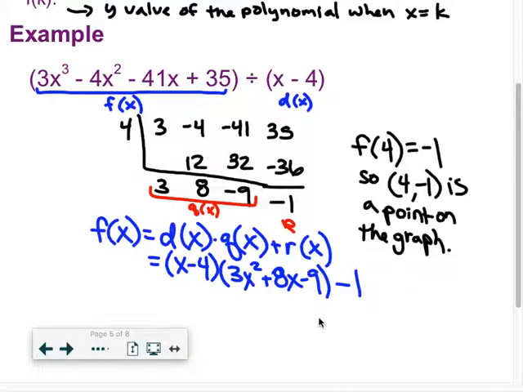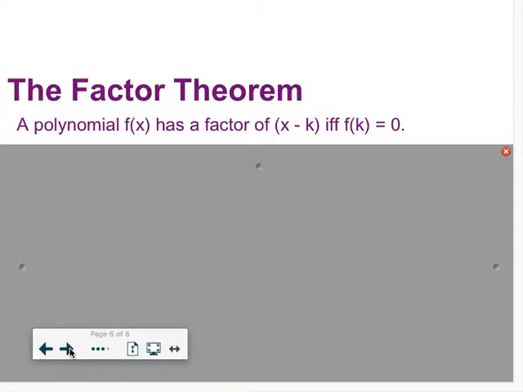Okay, one more thing. The factor theorem.